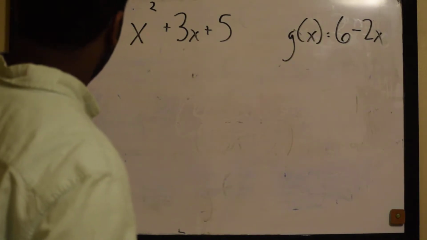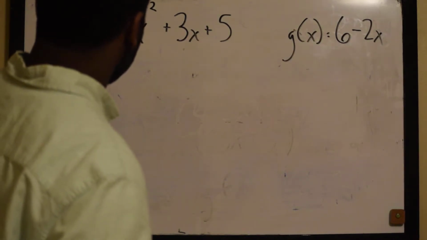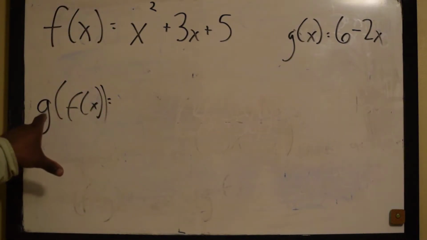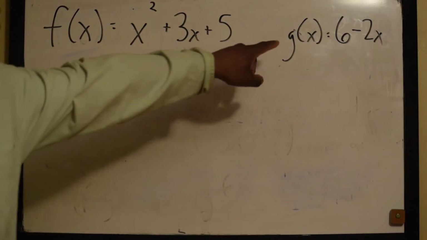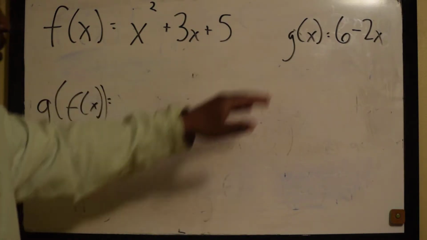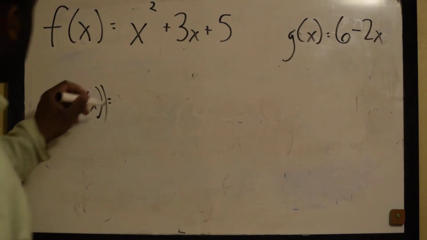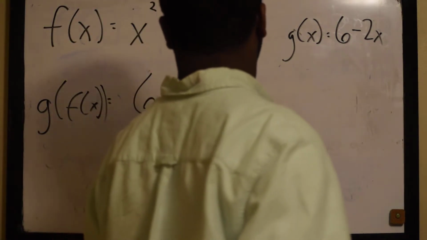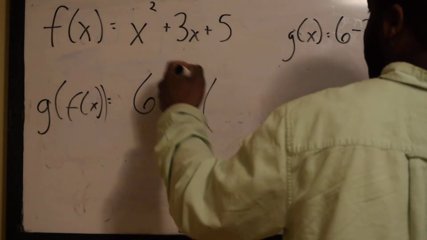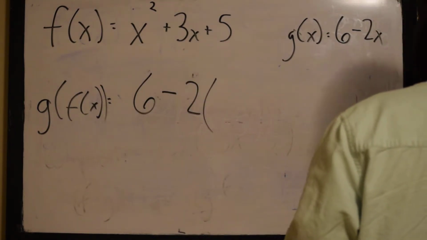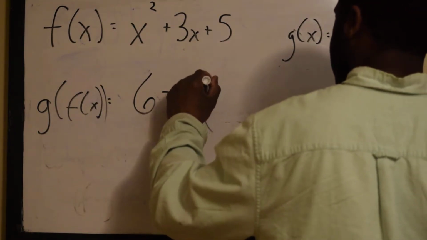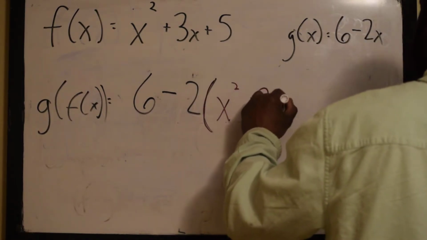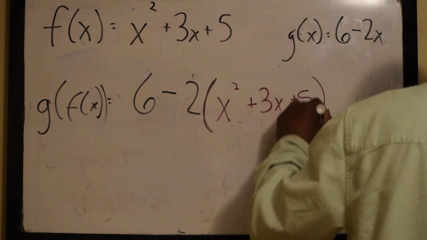g of f of x. Okay, so now it's g of f of x, so my first letter is g, so I'm going to start with my g function. That would give me 6 minus 2, and then I put my f function in. I'm going to use a different color just to make it stand out. That is x squared plus 3x plus 5.